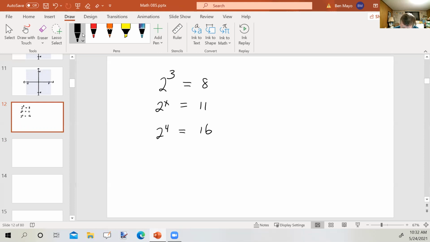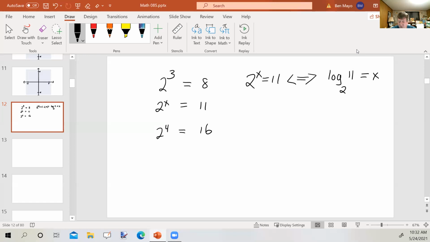Well, if we have the equation 2 to the x power equals 11, there is an equivalent equation that is written as what is called a logarithmic equation. And I'm going to make a two-way arrow here. The following would be true: log base 2 of 11 equals x. Now, log base 2 of 11 equals x.